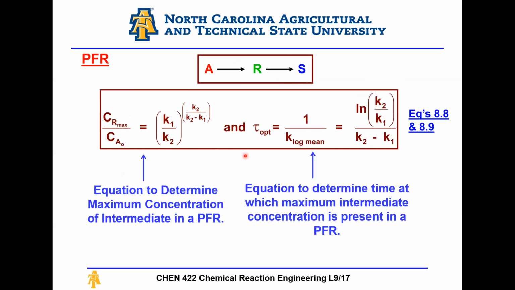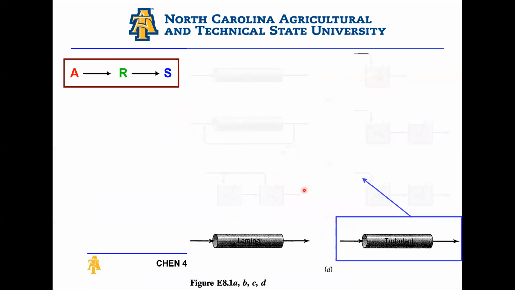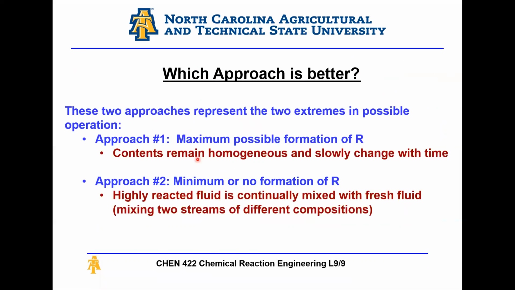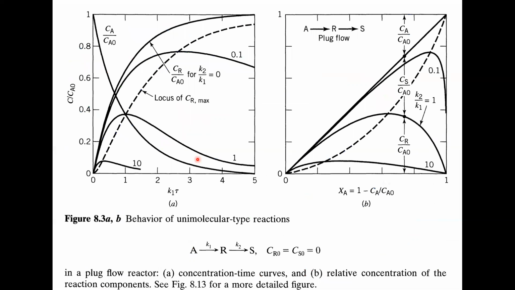Similarly, on the right-hand side here, this is the equation to determine the time at which the maximum intermediate occurs. This is tau optimum, OPT stands for optimum, and this equation will determine the time at which the maximum intermediate concentration occurs, or the time at which you see CR max. If you recall, previously we showed these charts talking about approach number 1. So these two equations will give you your CR max, or the concentration at the maximum point, and the time at which this occurs. And you can use this to determine how you want to operate the system.